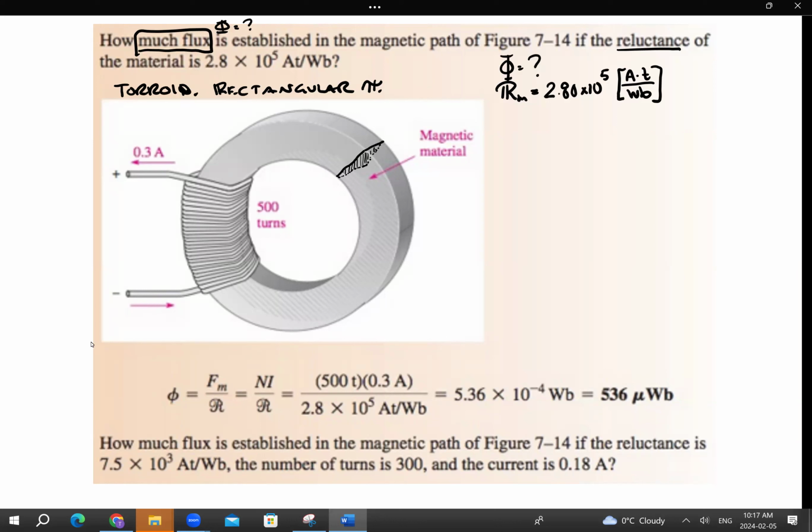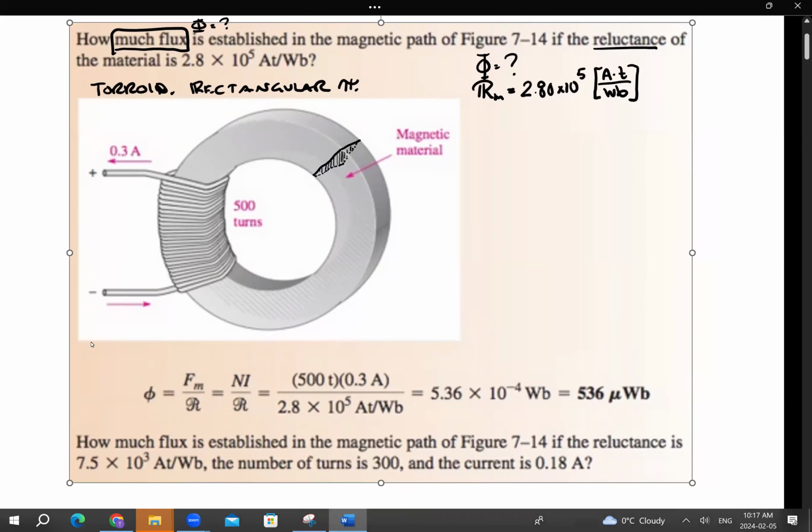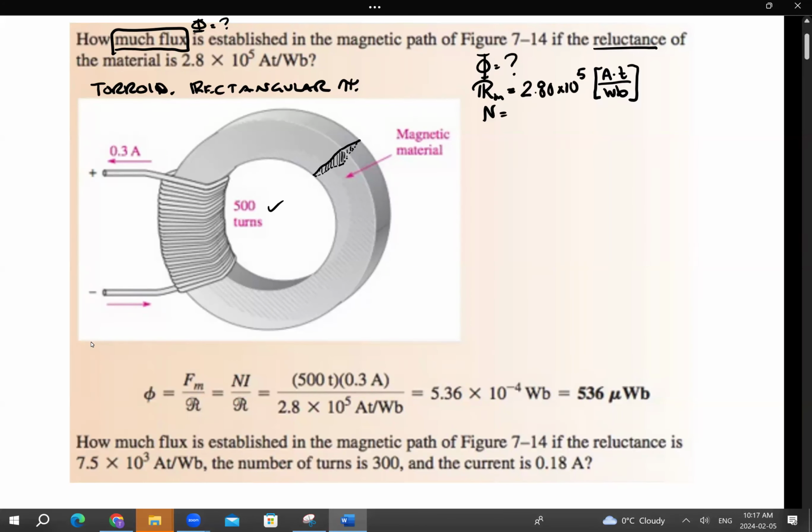And I want to find the flux, and it looks like that's all we have in this question, but we do have more information, and it is drawn on the diagram. We have 500 turns here, so N equals 500. And I'm going to keep this unit because, of course, we wouldn't usually keep turns as a unit, but I'm going to say T because that's going to help my math. And then it looks like I have current as well, I.